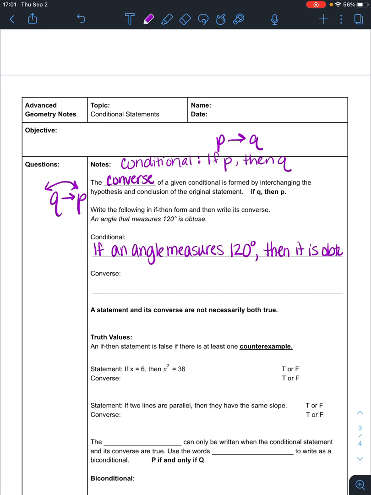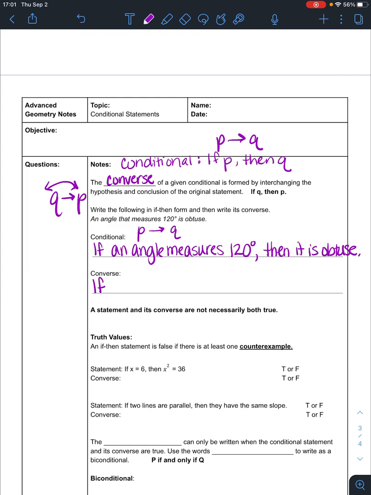Remember, we try to not put "it." We don't want to say if it measures 120 degrees. If what measures 120 degrees? We can put it in the conclusion, but not in the hypothesis. So if an angle measures 120 degrees, then it is obtuse. That is our P, then Q. So the converse would simply flip that around. We would say if it is obtuse, then the angle measures 120 degrees.